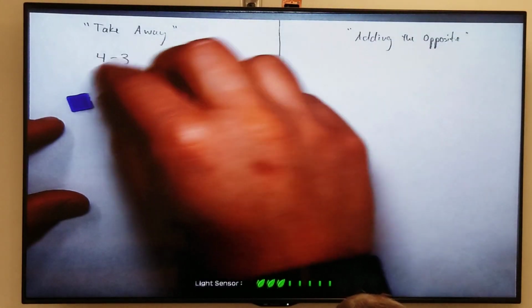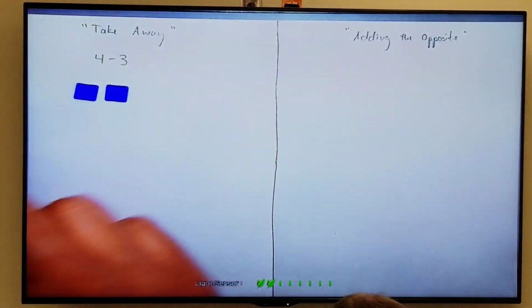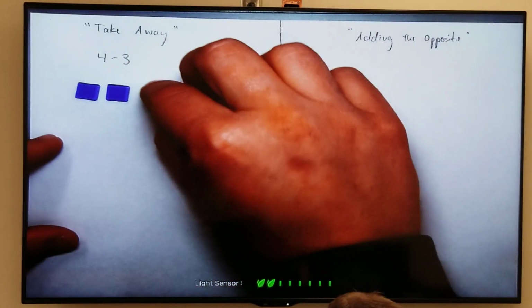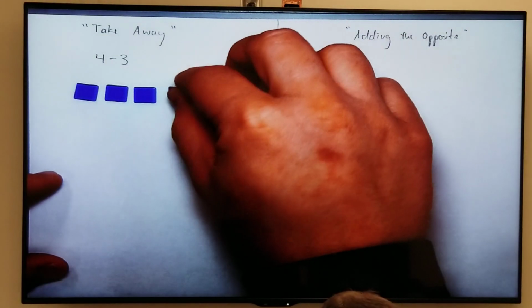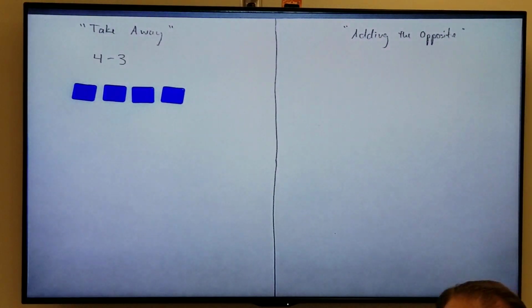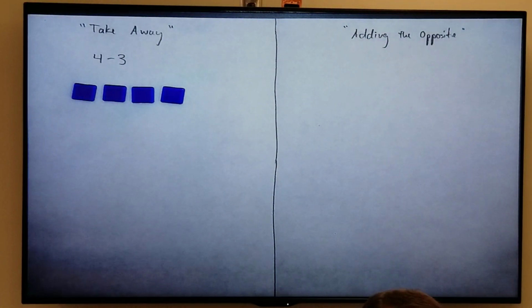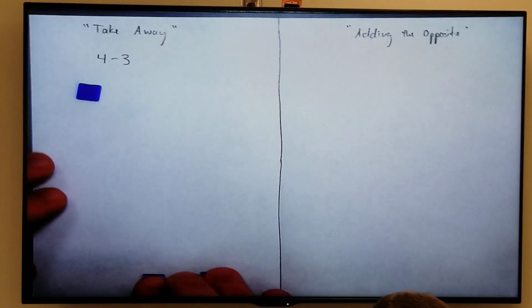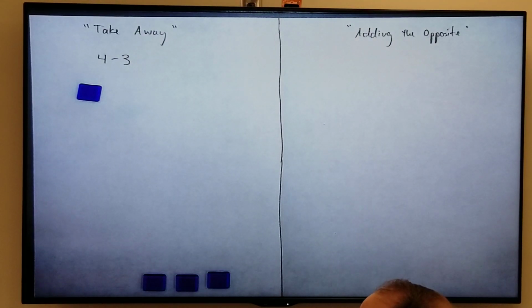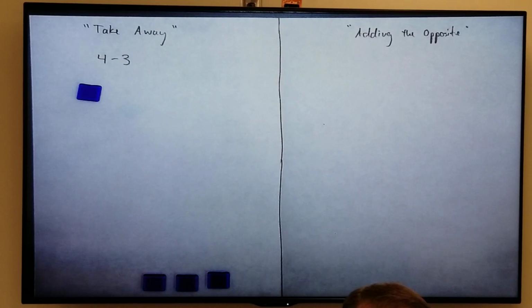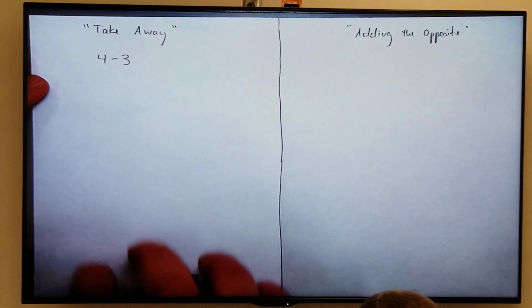So to do 4 take away 3, we start off by giving ourselves 4 positive tiles. Okay, so we have 4 positive tiles, and then we literally take 3 of them away. Right? So that's 4 take away 3, and the answer is 1. Okay. If you're trying to draw out your solution, which you need to be able to do for homework and tests and stuff like that, here's how you could draw this.